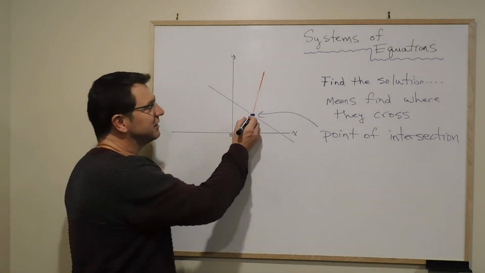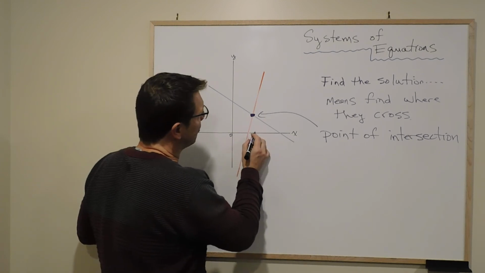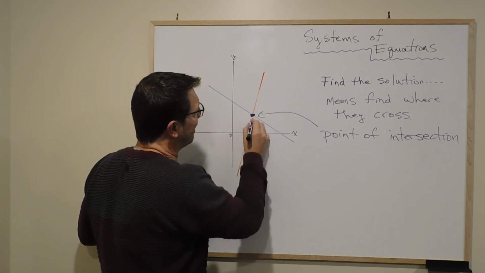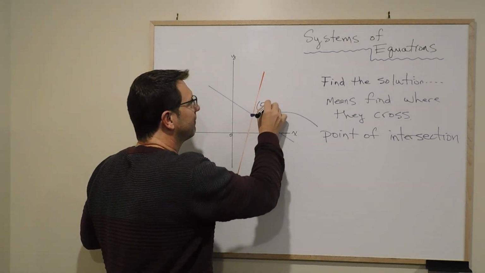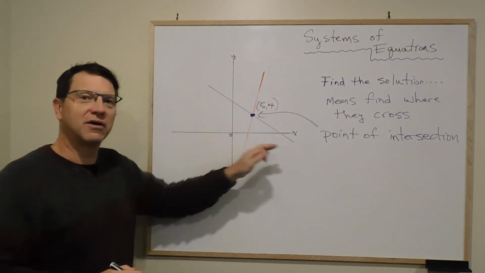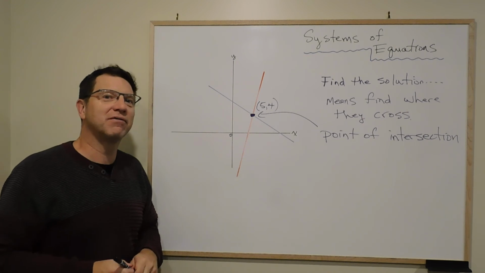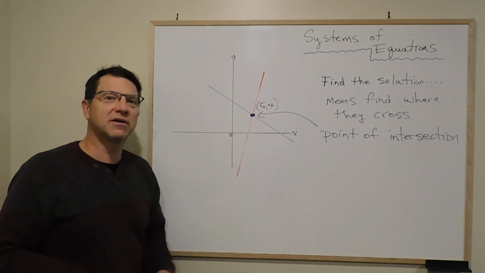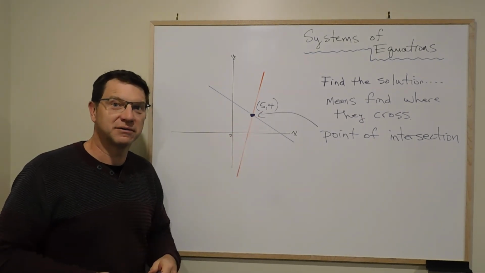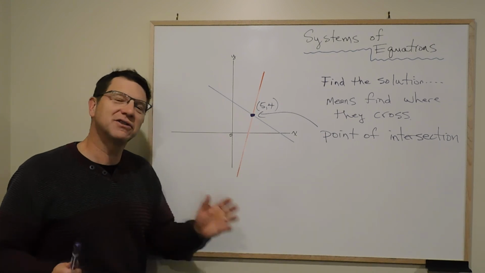Because all this is a point, and maybe it's the point 5 and 4. Okay, I haven't put a grid on here, so I'm just making up that point. But let's say it's the point 5 and 4. You would need to work on both equations, okay, in both equations. And you'll see that in the PowerPoint.